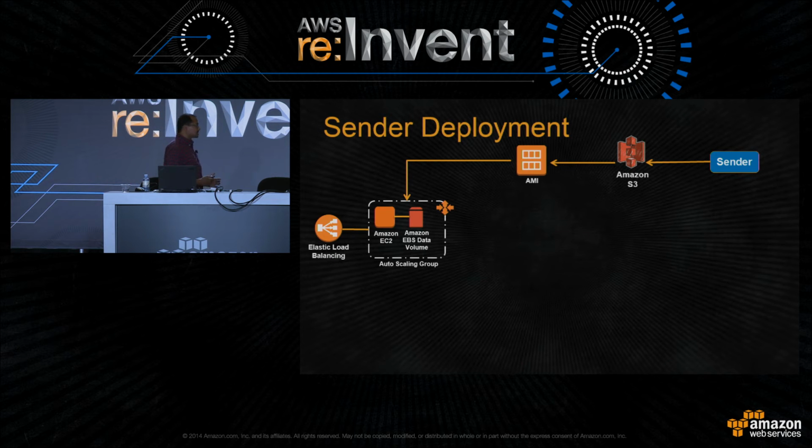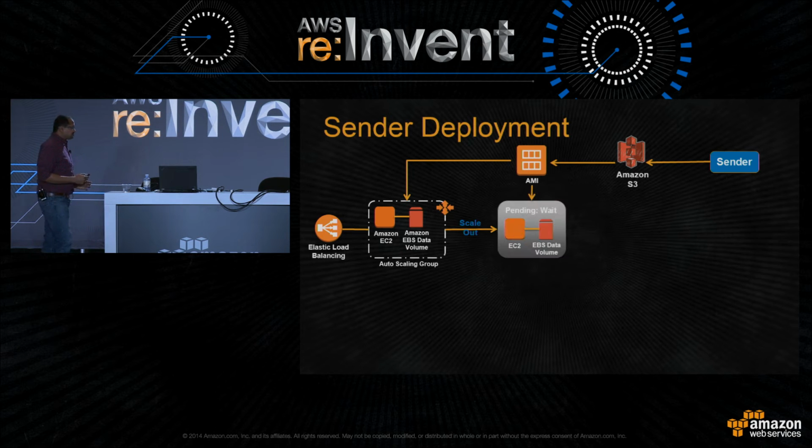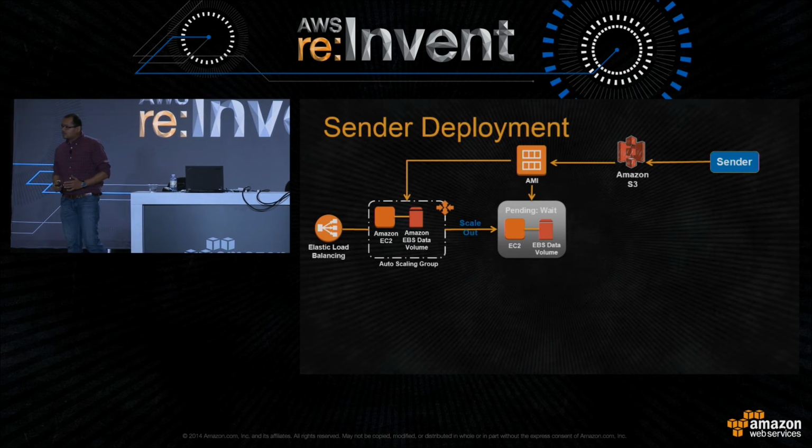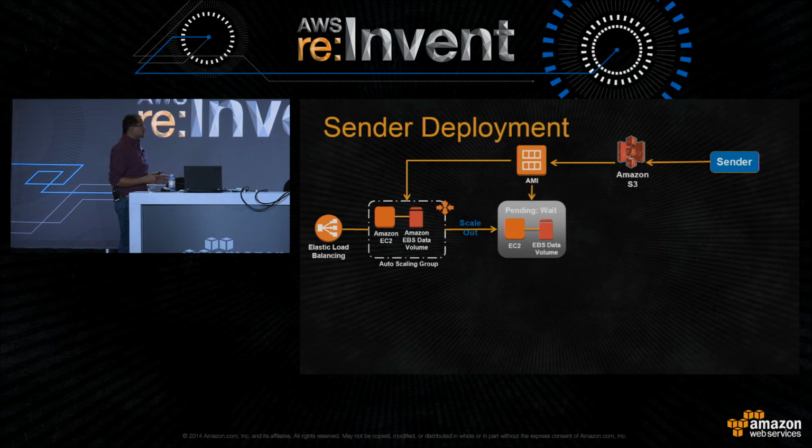So whenever an instance comes up, we create the instance using an AMI. This AMI has Sender already built in. Whenever we need to update Sender, we deploy it to an S3 object, and from S3 it goes to the AMI.